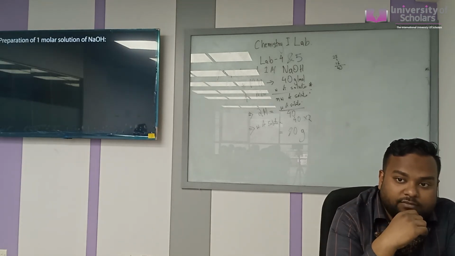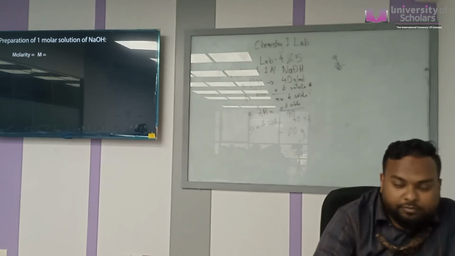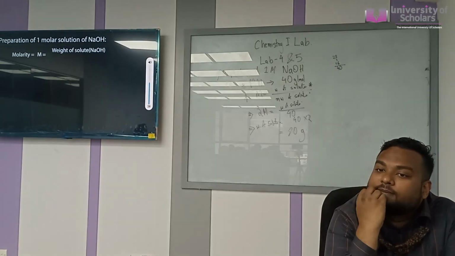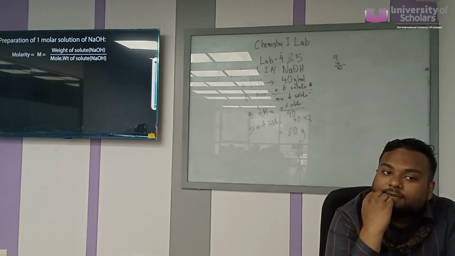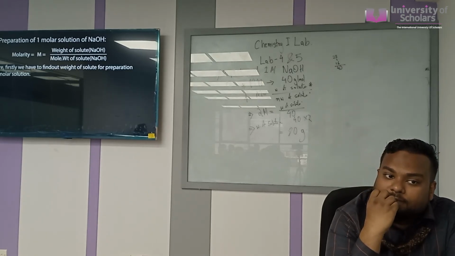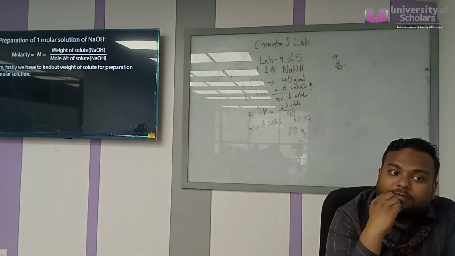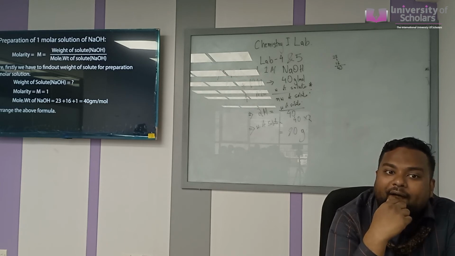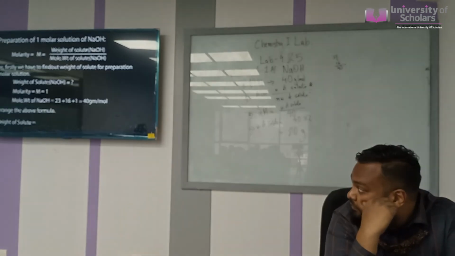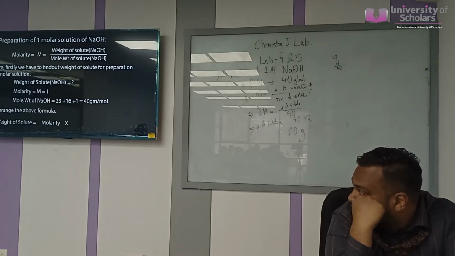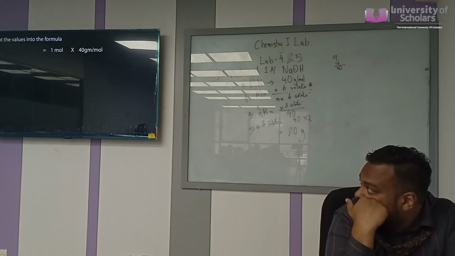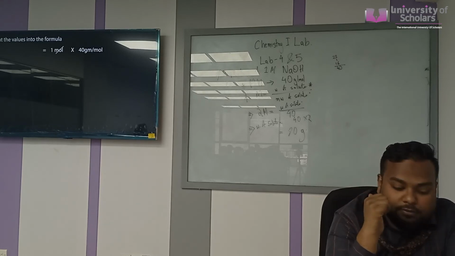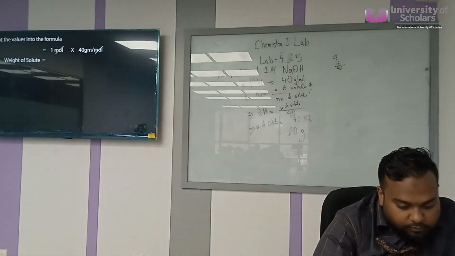First of all, we have to find out the molarity of NaOH. So the formula of molarity is weight of solute divided by its molecular weight. Now, firstly, we have to find out the weight of solute for the production of 1 molar solution. The molecular weight of NaOH is 40 gram per mole. Now, rearrange the formula above. We get weight of solute is equal to molarity multiplied by its molecular weight. By putting values into the formula, we have 1 multiplied by 40 and we get our weight of solute as 40 grams.